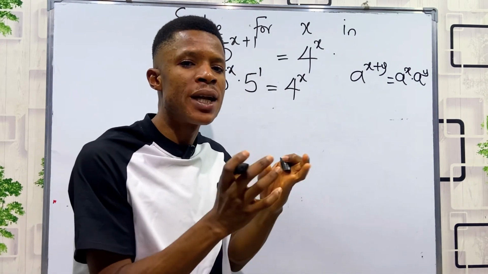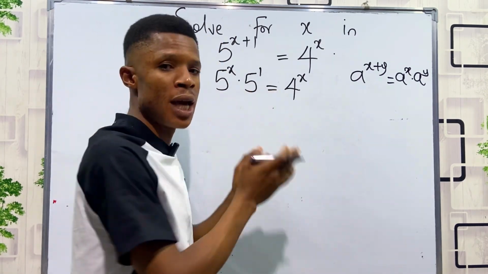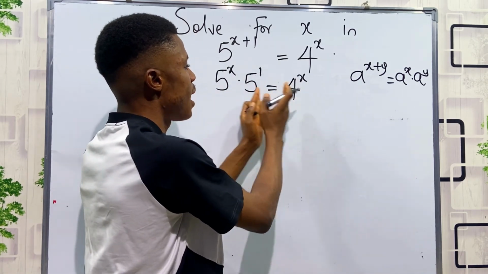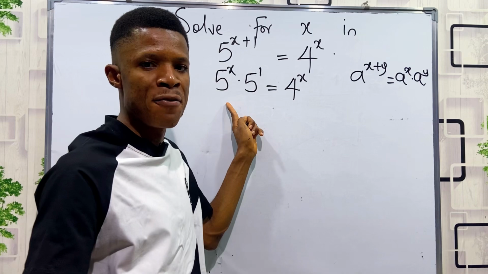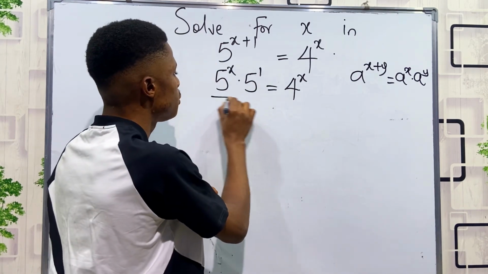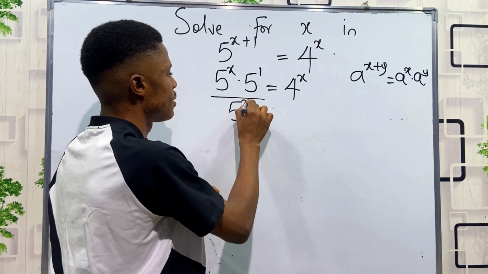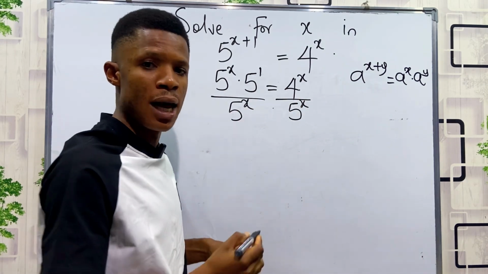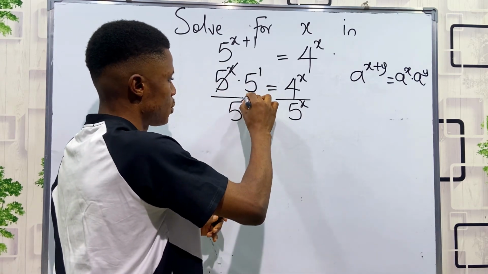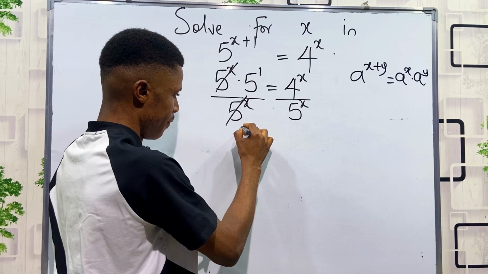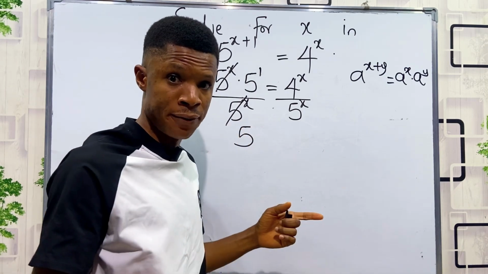Our goal is to bring the ones that have x together. So all we have to do is to divide the left-hand side and the right-hand side by 5 power x just to collect like terms. So if we divide both sides by 5 power x, you can now see that 5 power x will cancel out 5 power x. We are left with what? 5 to the power of 1 is just 5.